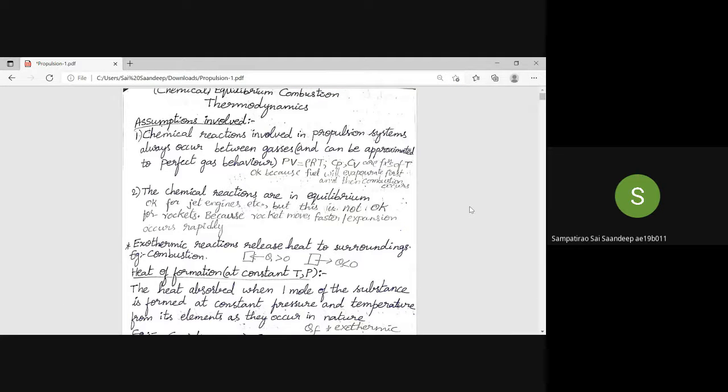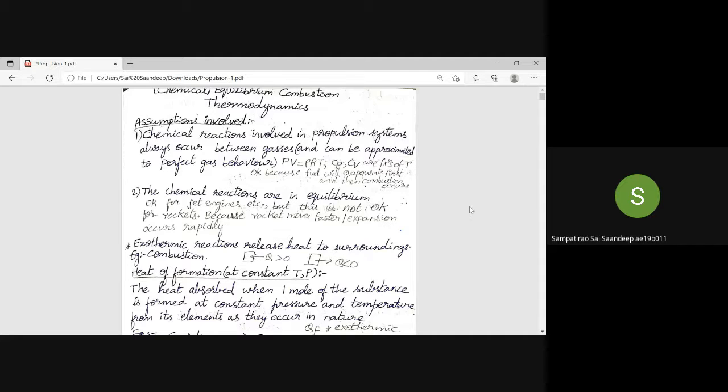Okay. Hello everyone. Today I'm going to discuss the first chapter in this course, which is equilibrium combustion thermodynamics. In this topic itself, you can see that we are talking about equilibrium processes. Before proceeding into the analysis, we'll first state the assumptions involved in our further discussion.